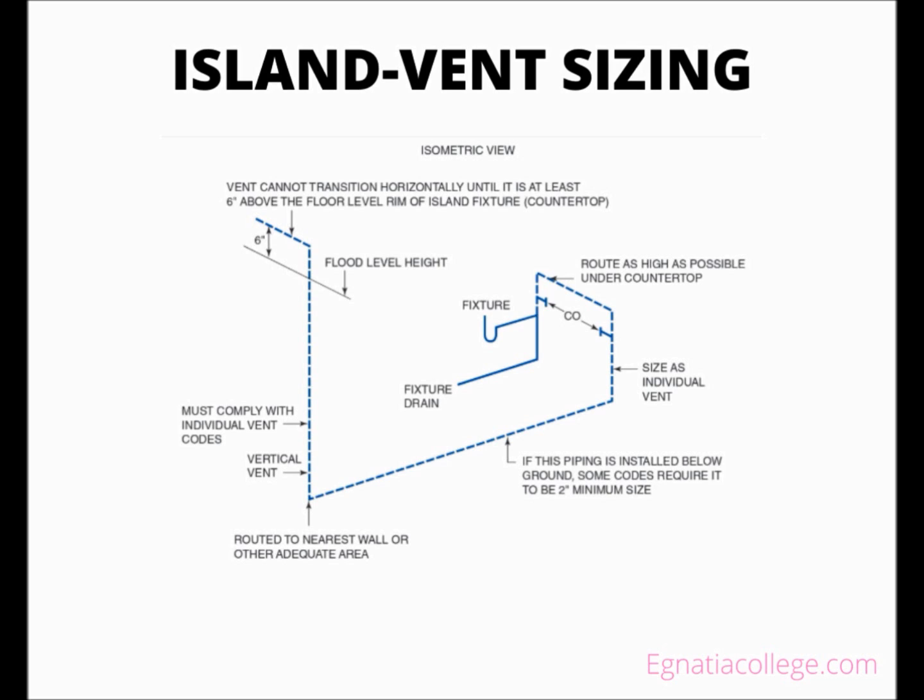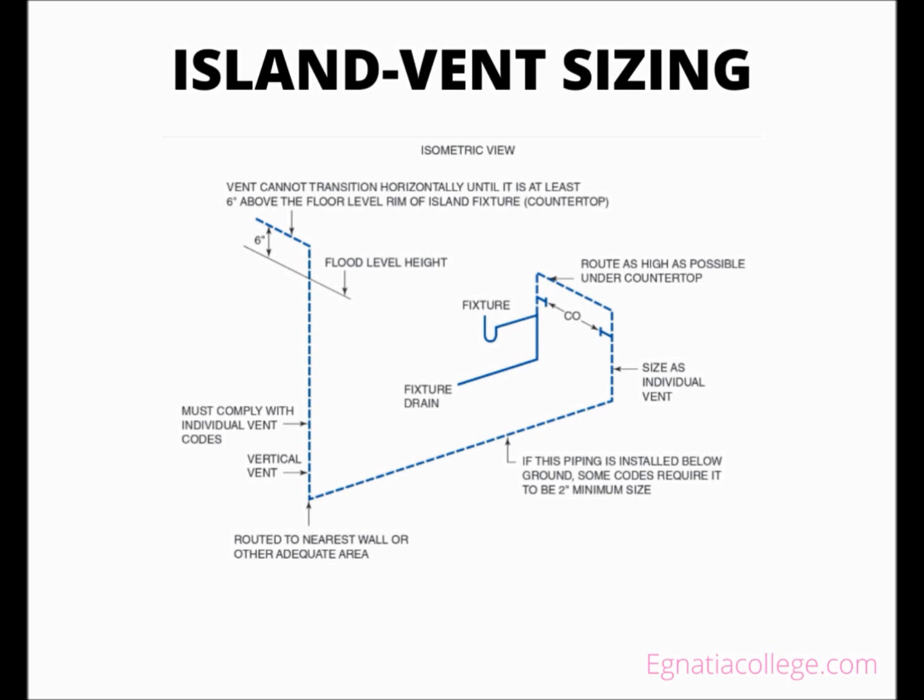Most codes limit island venting to sinks and lavatories, which includes dishwashers and garbage disposals when used for a kitchen sink installation. If an island vent is installed on a bottom floor and the pipe is installed underground, most codes dictate that a below-ground DWV pipe must be at least 2 inches diameter.